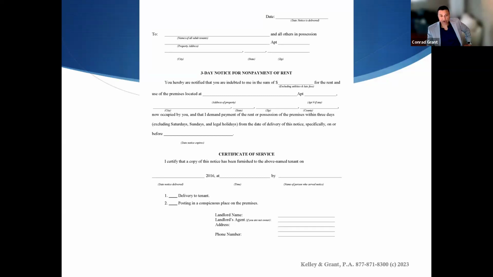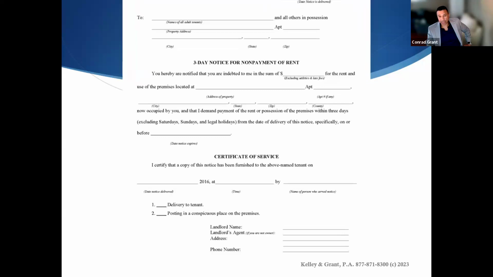And then you serve it on them, and you go to the bottom where it says certificate of service, who delivered the notice, at what time, how was it delivered to the tenant? Was it hand delivery, or did you post it in a conspicuous place on the premises, like on the door? And that is it for a 3-day notice. It's pretty simple, but a lot of people get it wrong.